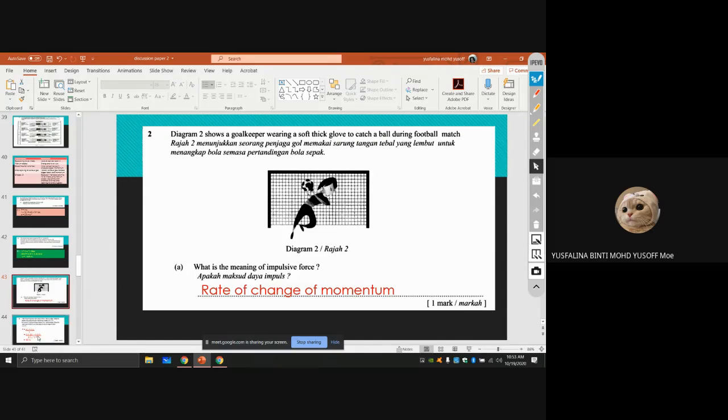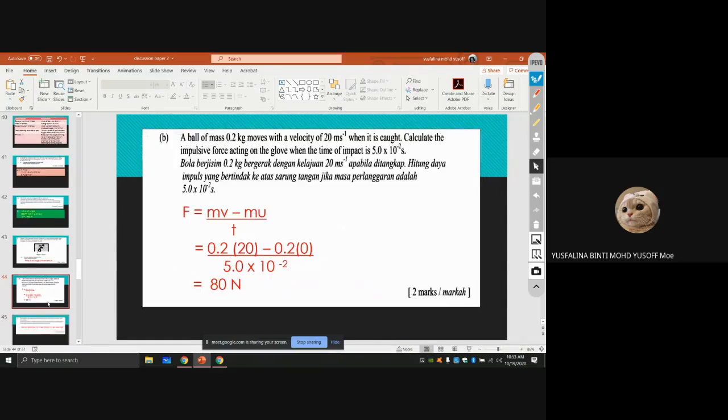Alright, next one. A ball of mass 0.2 kg moves with a velocity of 20 m s negative 1 when it is caught. Calculate the impulsive force acting on the glove when the time of impact is 5 times 10 power of negative 2 seconds. This is the formula for impulsive force: mv minus mu divided by t.